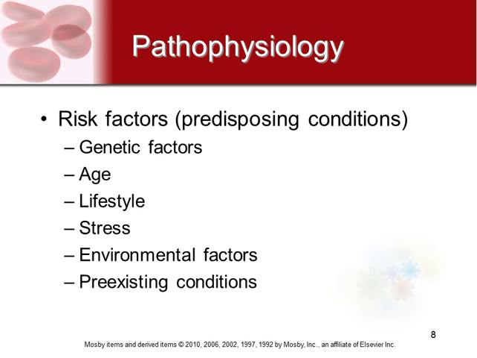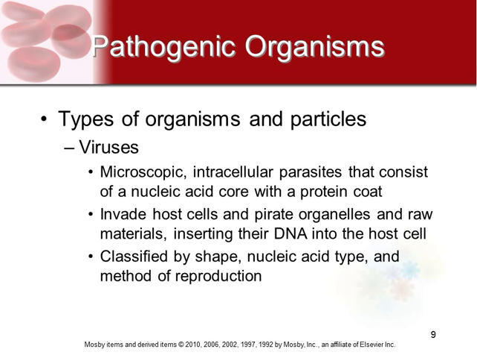Environmental factors, so that could be things that you're exposed to in the environment, like getting exposed to being sick, or being in an environment where there's bad air or a lot of pollution, stuff like that might predispose you as well. Or a pre-existing condition. So if I already have diabetes, let's say, I'm at risk for developing a lot of other things that are just complications from having diabetes.